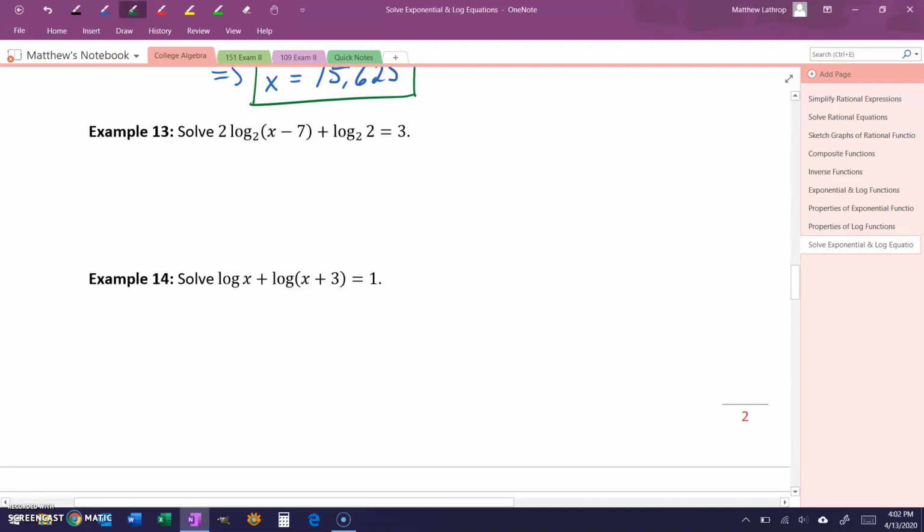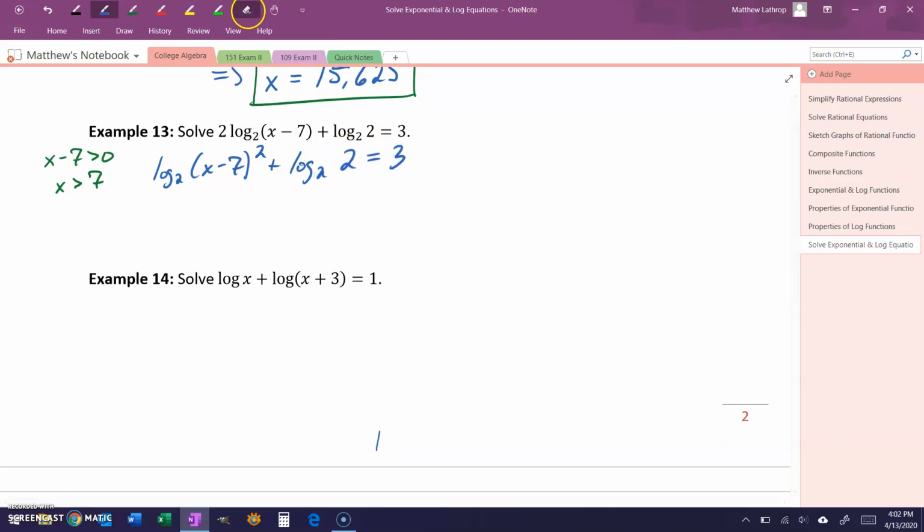In example 13, we're taking the log base 2 of x minus 7, which means whatever results we come up with, x has to be greater than 7. In order to approach this, we'll apply some of the properties of logarithms that we've introduced to rewrite this as the log base 2 of x minus 7 squared plus the log base 2 of 2 is equal to 3.